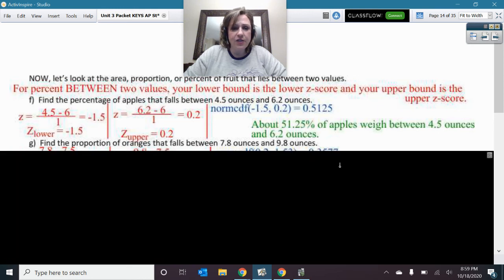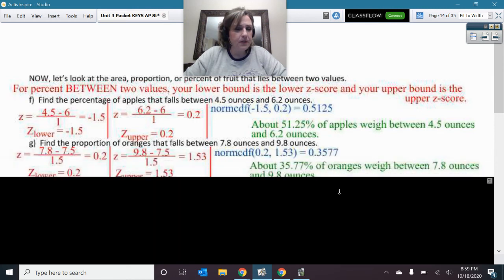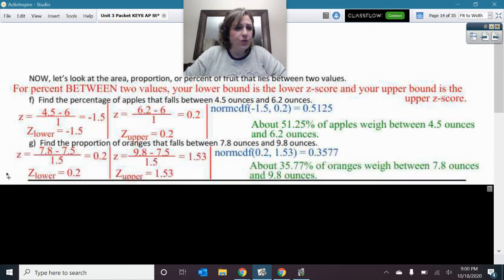All right, and then here's another example for the oranges. You can stop the video if you want to and try that. See how you're doing. Make sure you use the correct mean and standard deviation for the oranges and so forth. And there's what that comes out to be.